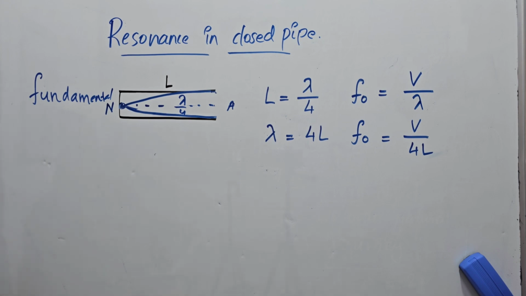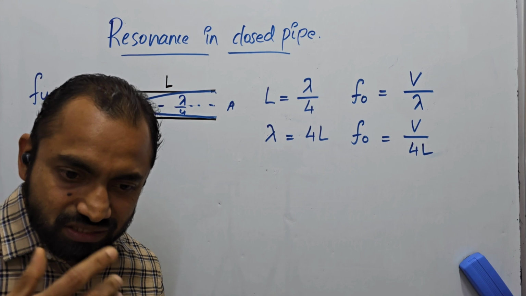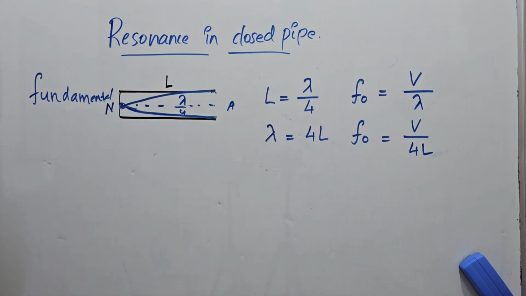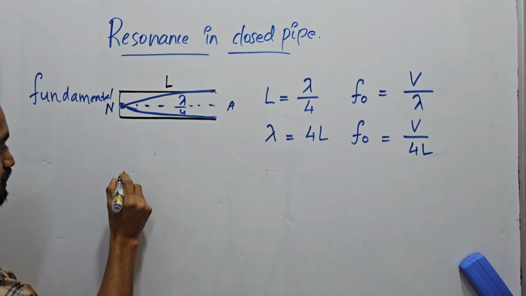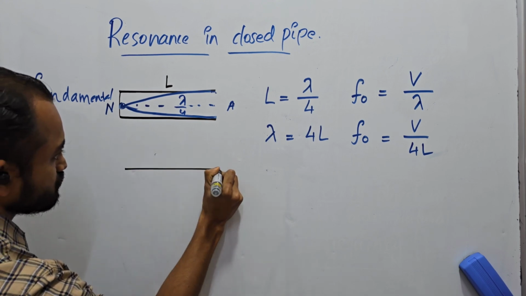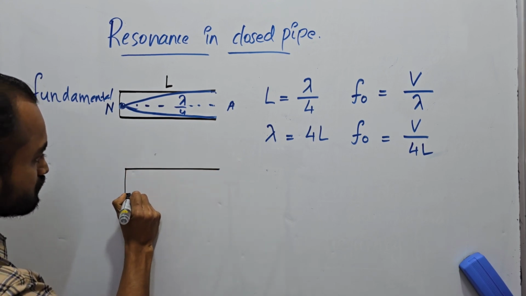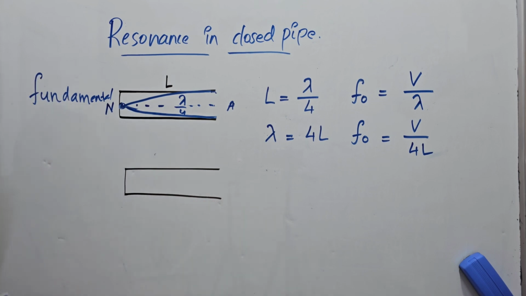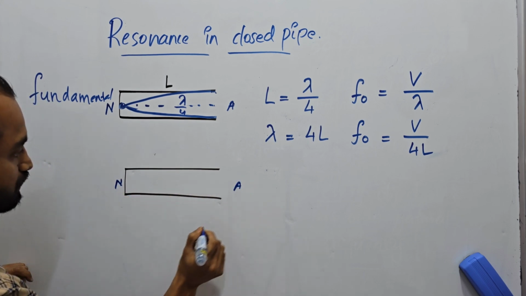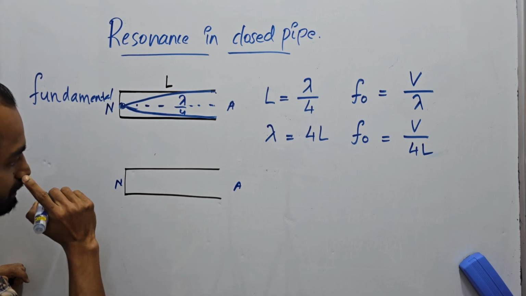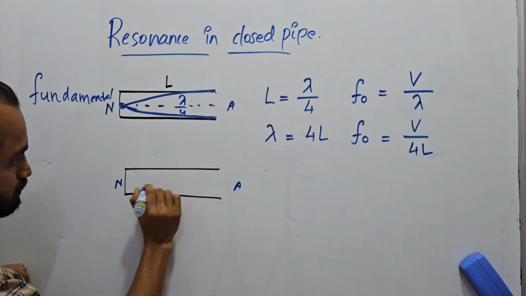Then next, if you increase the frequency, the standing wave will not form. There will not be resonance when you just increase the frequency. The next frequency will occur when, in the air column, this end must be a node and this end must be an antinode. So how will I draw the next frequency? This must be node, this must be antinode.